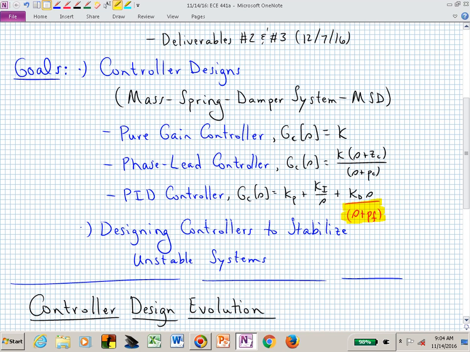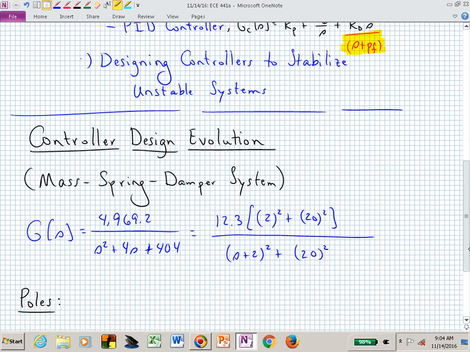And here I tried to really drive home the point that you do not want to cancel unstable poles and zeros. You don't want to cancel something in the right half plane with a pole or a zero, but placing poles and zeros in the right half plane is allowed. Can that be any more confusing? But it will hopefully be made clear as we go through these examples.